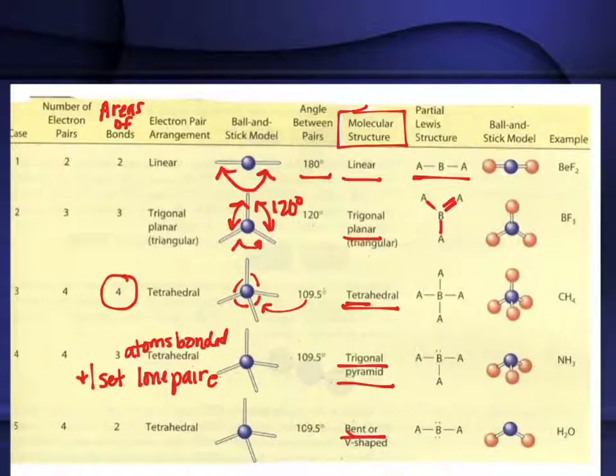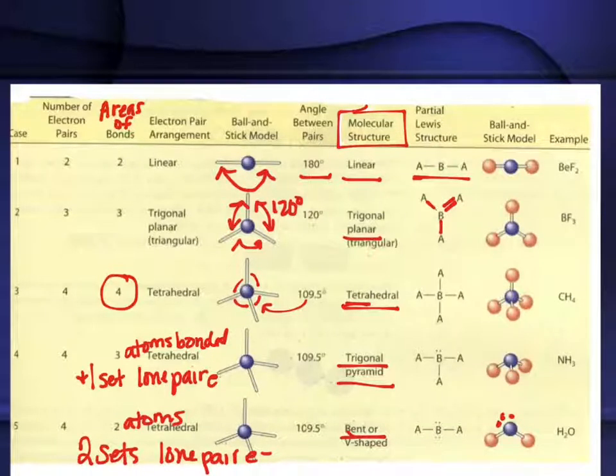So now what if I pull another atom off? Now I have, this time, 2 atoms bonded, but now I have 2 sets of lone pair electrons. And we call this bent. Okay?